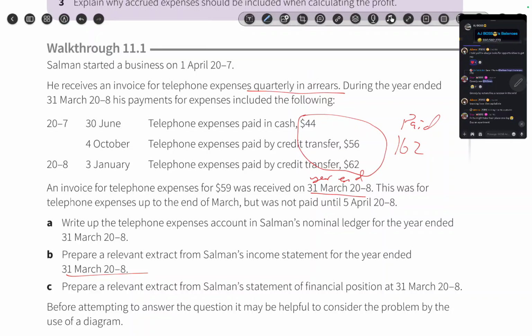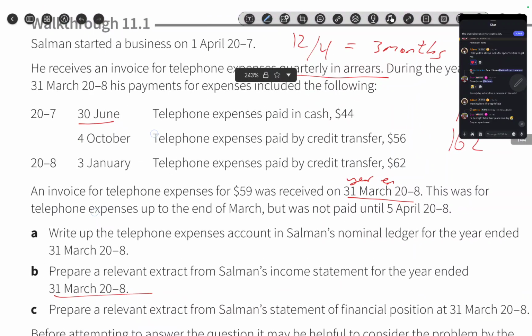During the year ended, his payments included the following, meaning that this 30 June is for April, May, June. Okay, his year starts in April. Quarterly means a year has 12 months, and make it into four, that is 3 months each quarter. So this is for 3 months. This is for 3 months. This is for 3 months. He paid April, May, June 44, July, August, September 56, October, November, December 62.